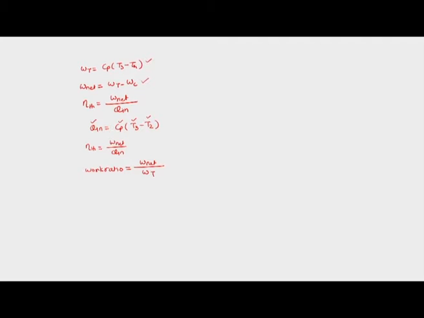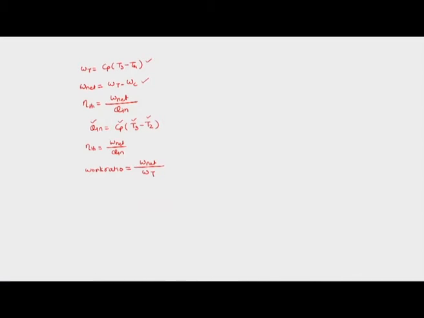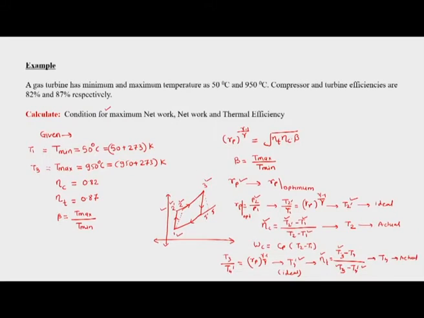So, we can find out work ratio, and we had seen long back in one of the classes what is the usefulness of work ratio. We know that work ratio has to be closer to 1. Higher the work ratio, it is good. The plant is less sensitive to the component efficiencies. We have seen that. So, this is done for this example.